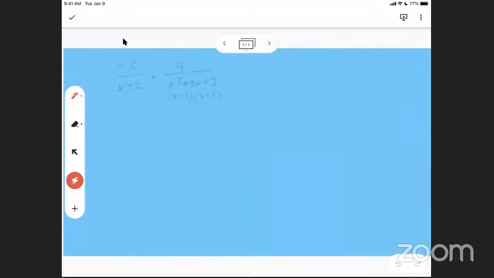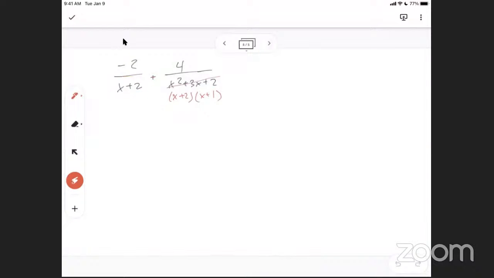So what is this one lacking? X plus 1. So what do I have to multiply by? X plus 2? Nope, I already have an X plus 2. What do I have to multiply by? X plus 1. Where? Not just on the bottom, on the top also.